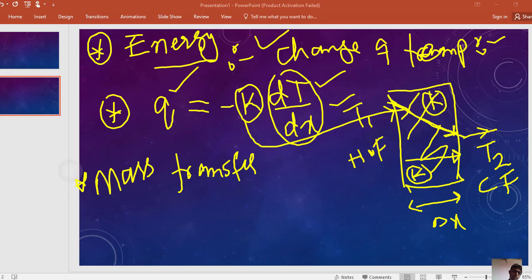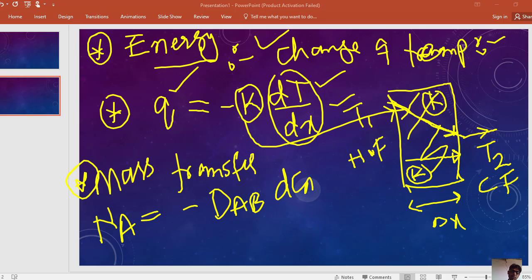The third important transport phenomenon is mass transfer. Mass transfer can be described by Fick's law of molecular diffusion. The Fick's law can be written mathematically as: the molar flux of component A is equal to minus the diffusivity of component A in B, into dCA by dZ. So this is the diffusivity of component A in component B.